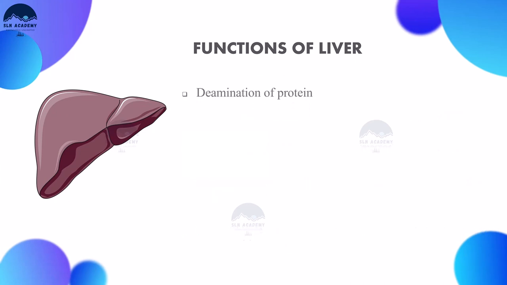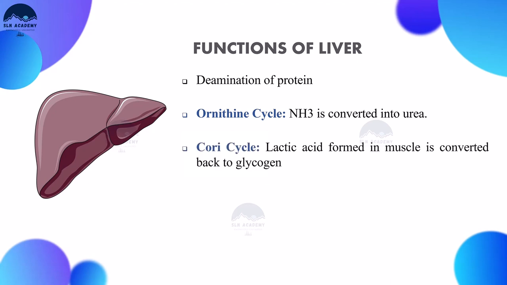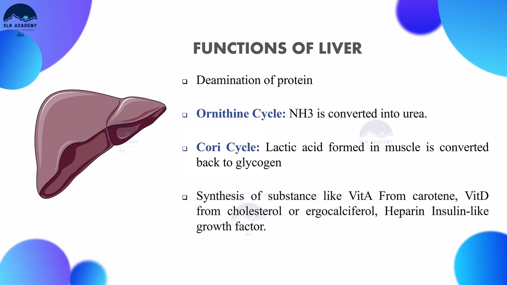Liver takes care of deamination of protein. Ornithine cycle, in which NH3 is converted into urea. Cori cycle, in which lactic acid formed in muscles is converted back to glucose. Liver also takes care of synthesis of substances like vitamin A from carotene, vitamin D from cholesterol, etc.